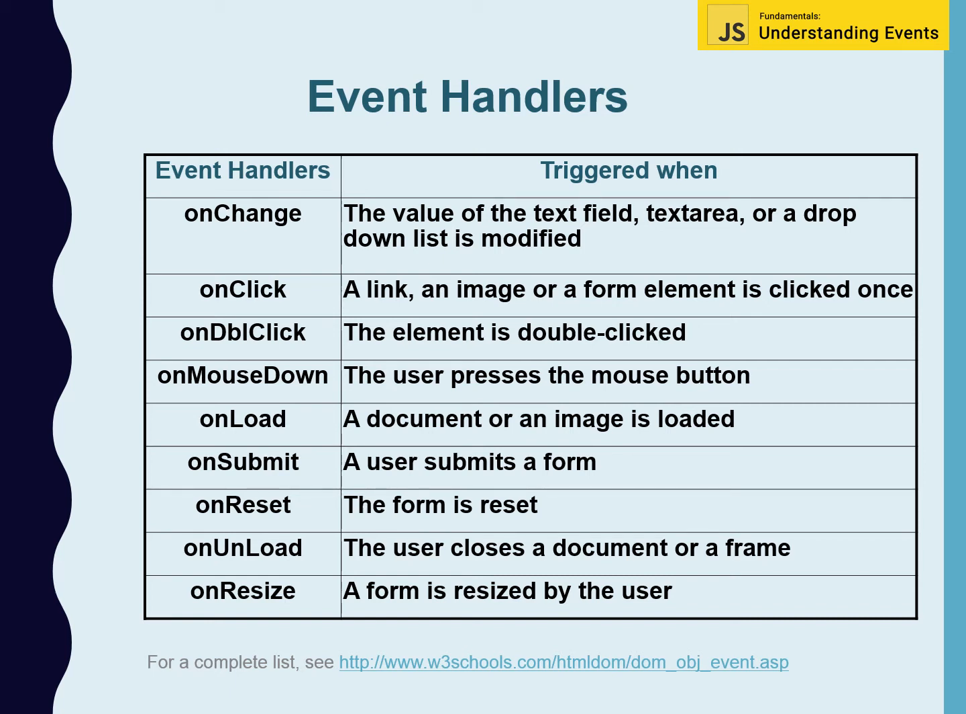Then onclick is there. onclick indicates that the element has been clicked, and it may be a link or an image or a form element. Whenever a click is produced on these elements, this onclick function will trigger. ondblclick indicates that the element has been double clicked. onmousedown indicates that a mouse button is being pressed with focus on the element. onload, a document or an image is loaded.